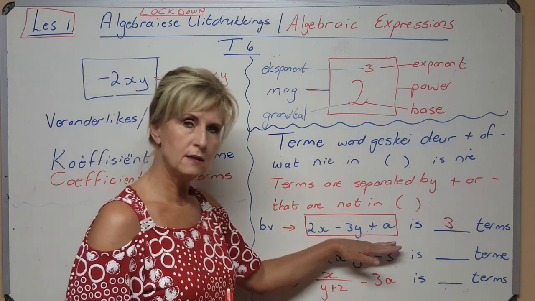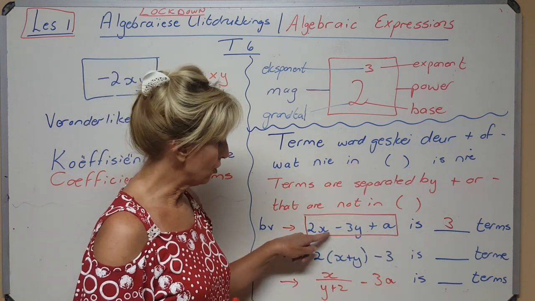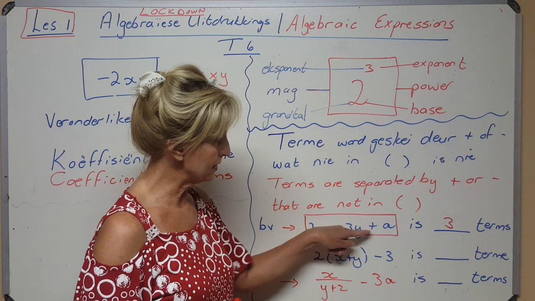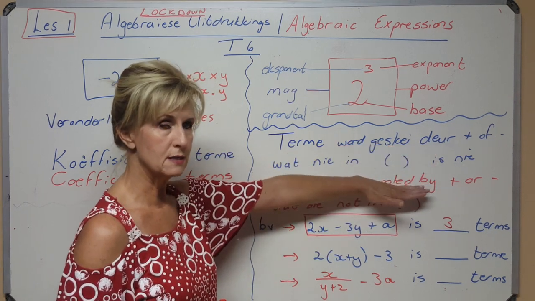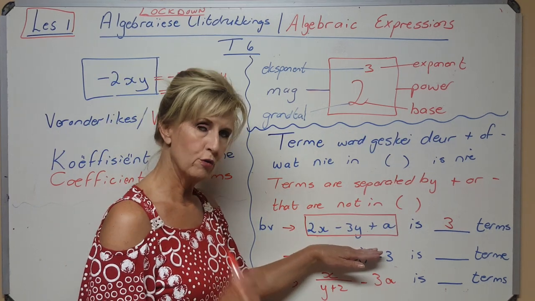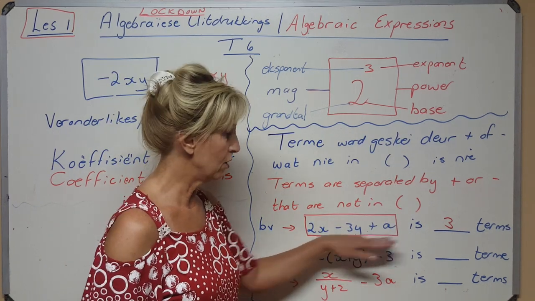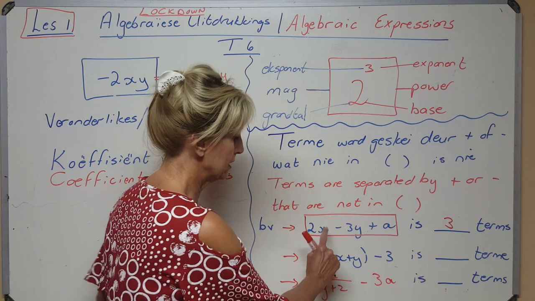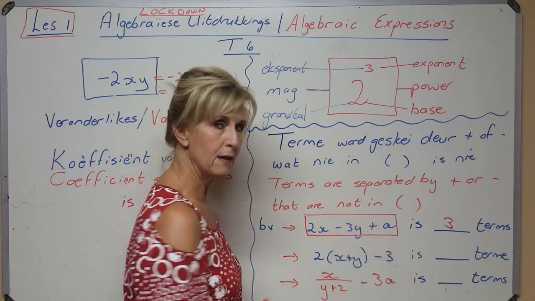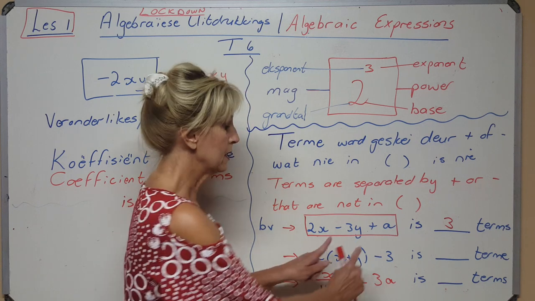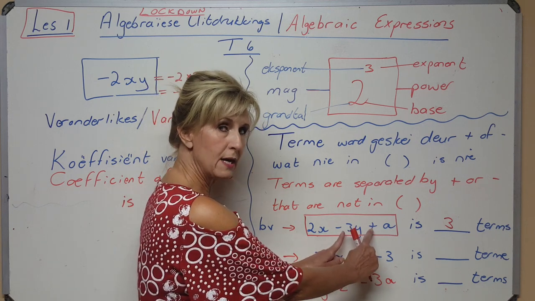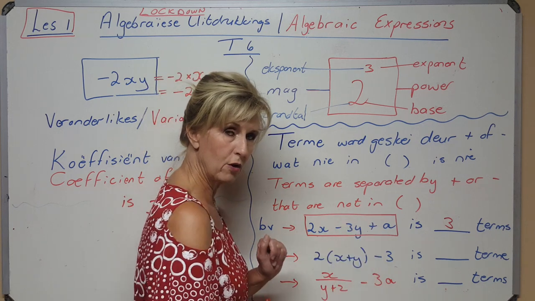Nou as jy na hierdie uitdrukking kyk, dan is daar terme wat geskei word deur 'n plus of 'n min. Terme word geskei deur 'n plus of 'n min wat nie in hakkies is nie. So in hierdie uitdrukking, hoeveel terme is daar? Daar is 1, 2, 3 terme geskei deur daai plus en min. Nie hoeveel plus en minne is daar nie. Daar's 2 plus en minne, maar hulle skei 3 terme van mekaar.